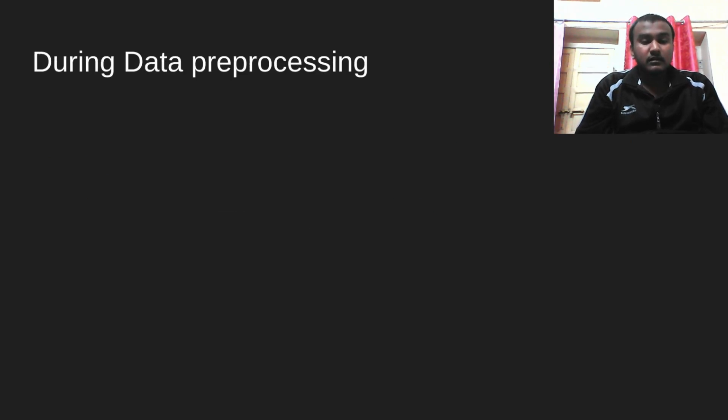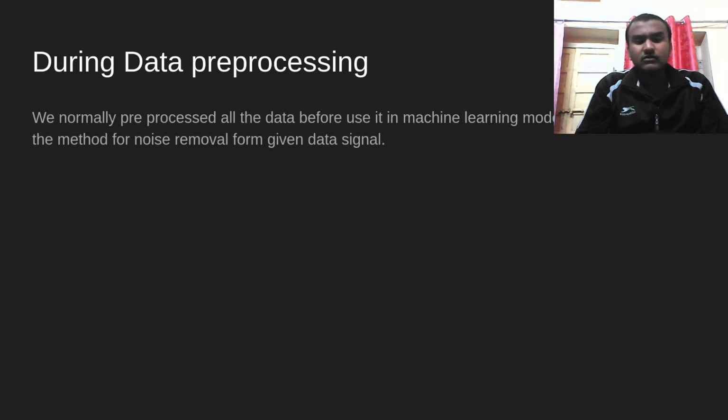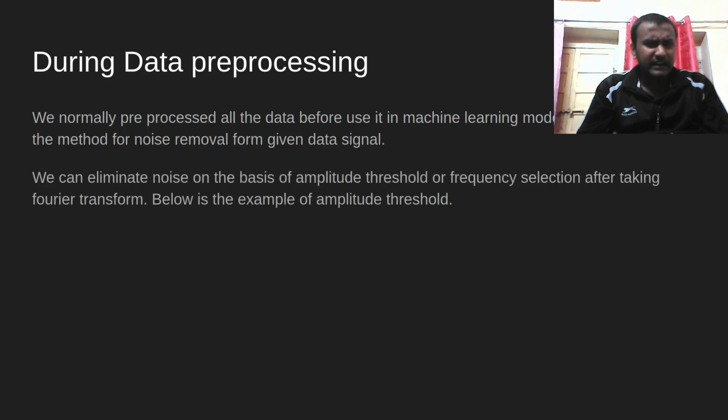So the third type of noise cancellation I am going to show is data pre-processing. We normally pre-process all data before using machine learning models. Here is one of the methods for noise removal from a given data signal. We can eliminate noise on the basis of an amplitude threshold or frequency selection after taking the Fourier transform.